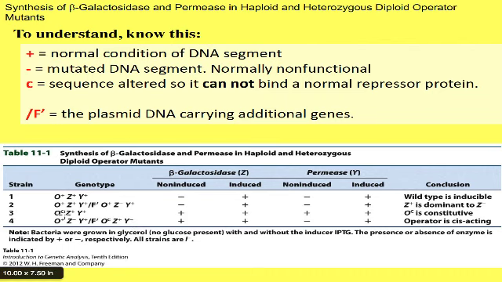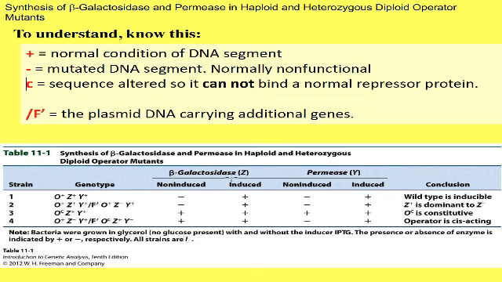Strain 3 has an O with a C next to it, and the C stands for constitutive. That means that operator, and the C can only be applied to the operator, that sequence is altered so it can no longer bind a normal repressor protein. So let's look at the next 2 columns in the information provided.